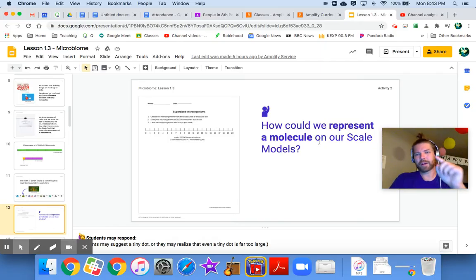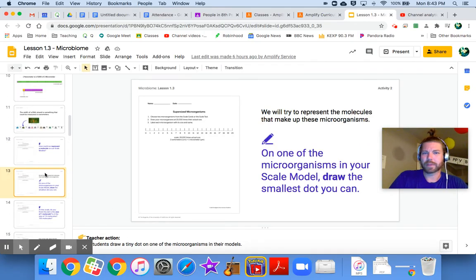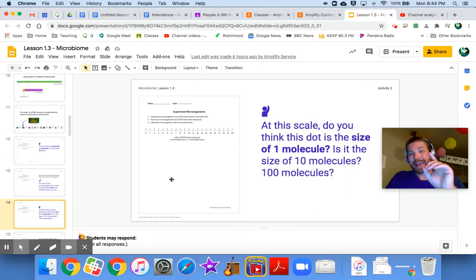How would we represent a molecule on our scale model drawing? We drew our organisms, but how would we show a molecule? How big do you think it would be? Let's try to represent it on our scale model drawing. On one of the microorganisms, draw the smallest dot that you can. You drew an organism that was 20,000 times bigger than it actually is. Now draw a tiny, tiny, tiny dot on one of those organisms. How many molecules do you think fit in that dot? One molecule? And again, we're talking about 20,000 times bigger. Do you think one molecule might fit in there? 10 molecules? 100 molecules?